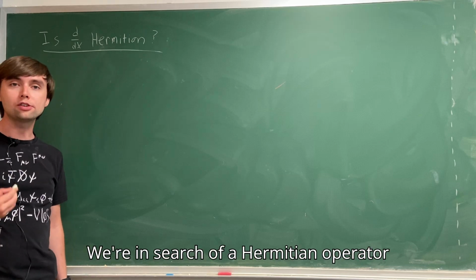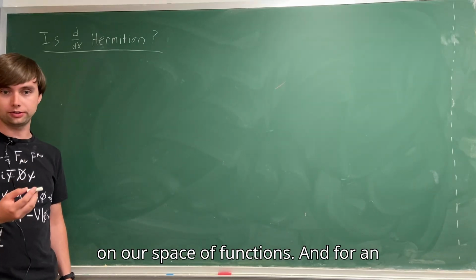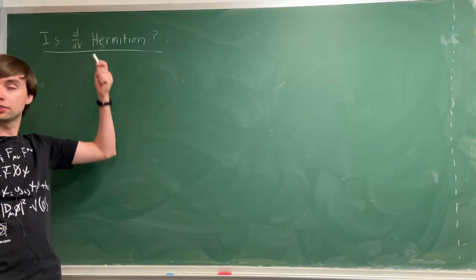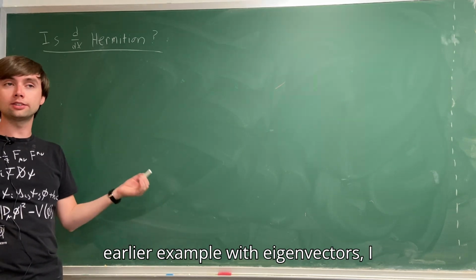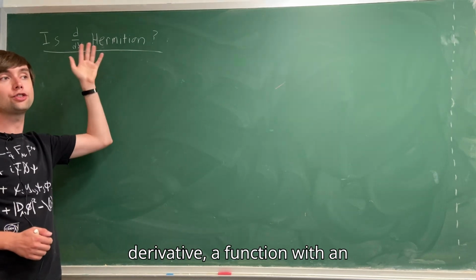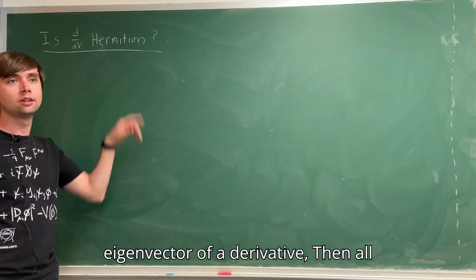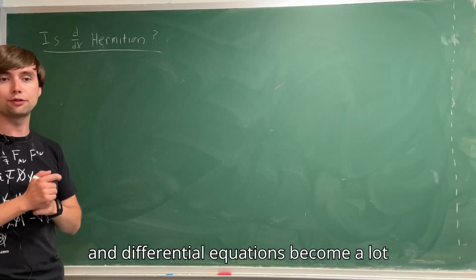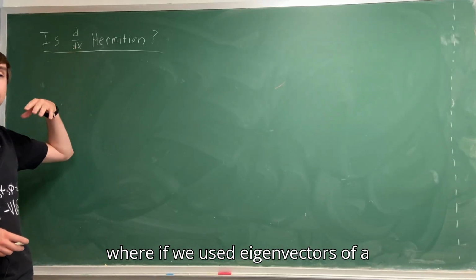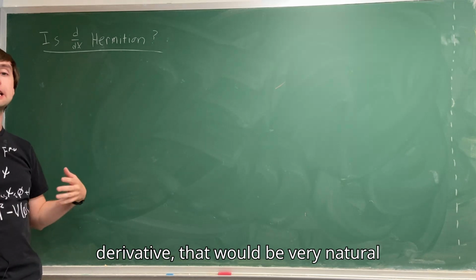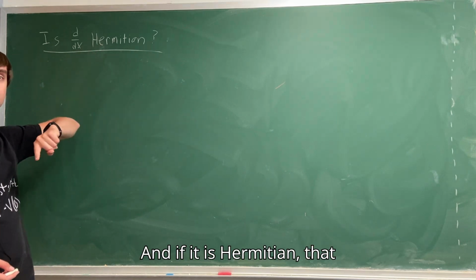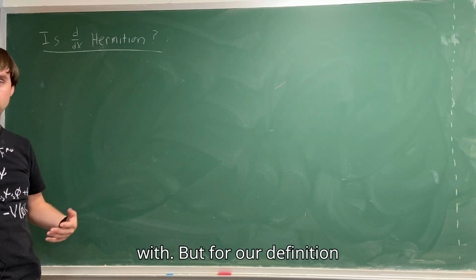So we're in search of a Hermitian operator on our space of functions. And for an operator on a function, one of the first things you could guess is the derivative. That's something we know how to use. And in an earlier example with eigenvectors, I showed you that if you replaced a function with an eigenvector of a derivative, then all your derivatives turn into coefficients, and differential equations become a lot easier. So this is set up where if we used eigenvectors of a derivative, that would be very natural for a lot of our problems. And if it is Hermitian, that gives us a whole lot of tools to work with.